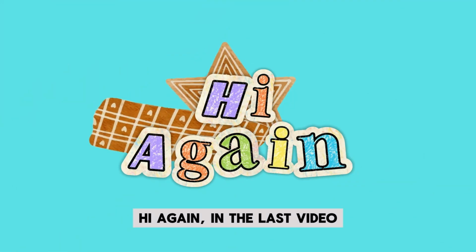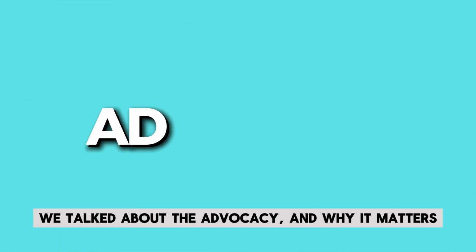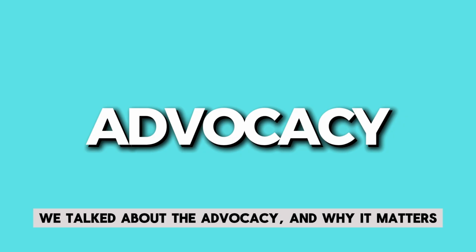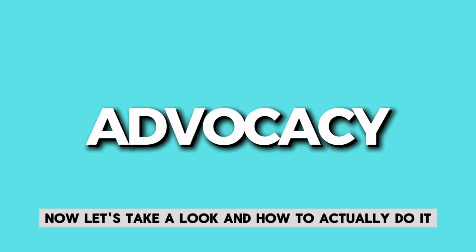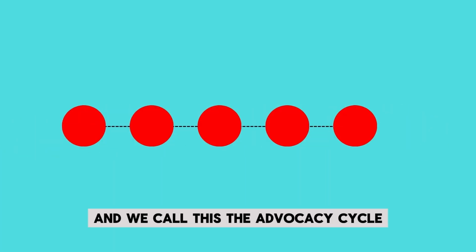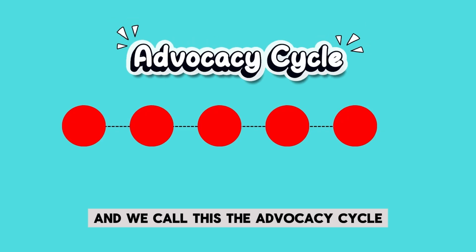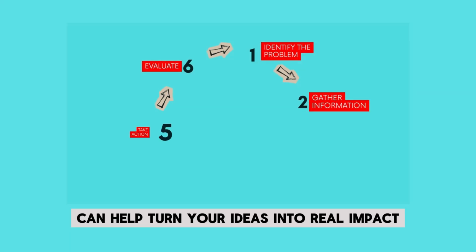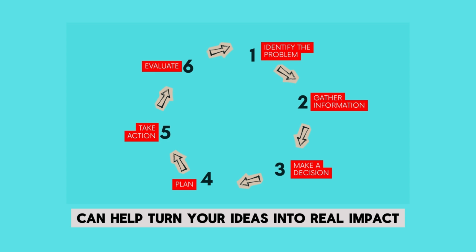Hi again. In the last video, we talked about advocacy and why it matters. Now let's take a look at how to actually do it. Think of advocacy like a journey. It has different stages, and we call this the advocacy cycle. Following these steps can help turn your ideas into real impact.